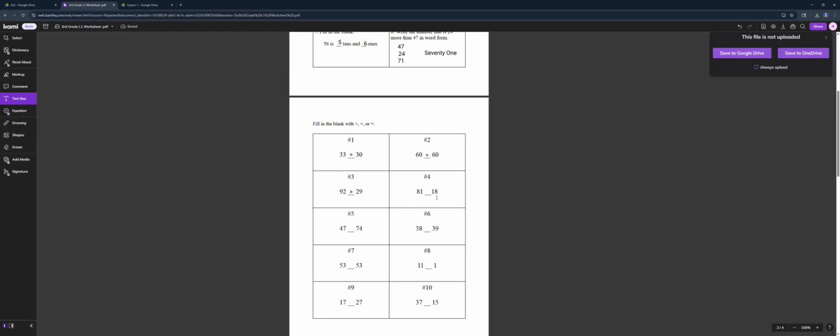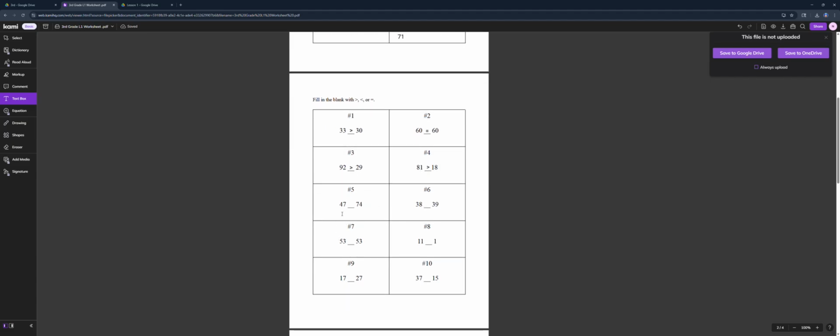And for number 4, 81 and 18, while 81 has a smaller ones place than 18, 81 has a much higher tens place than 18, so 81 is greater than 18. And for number 5, we have 47 and 74, and while 47 does have a higher ones place than 74, which is 4, 47 has a smaller tens place than 74, so it would be less than 74. And number 6, we have 38 and 39. They have the same tens place, but 38's ones place is smaller than 39's, so it would be less than.